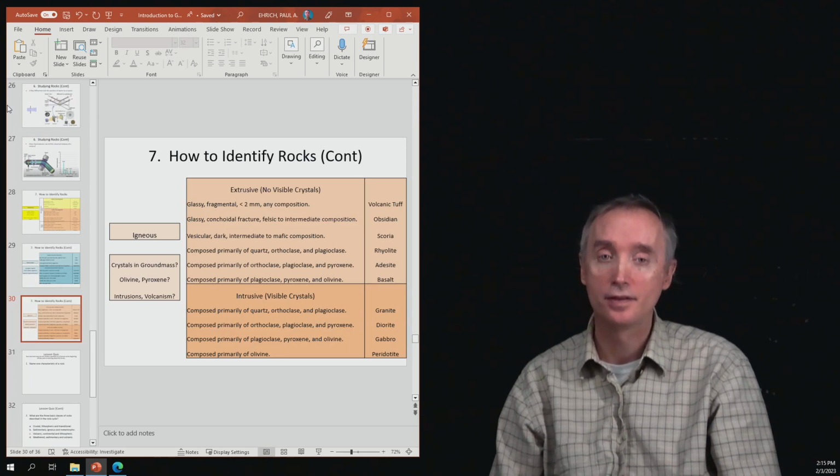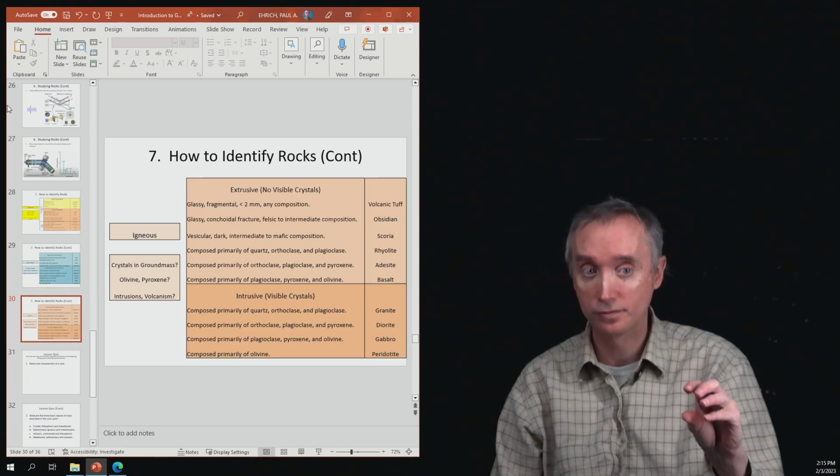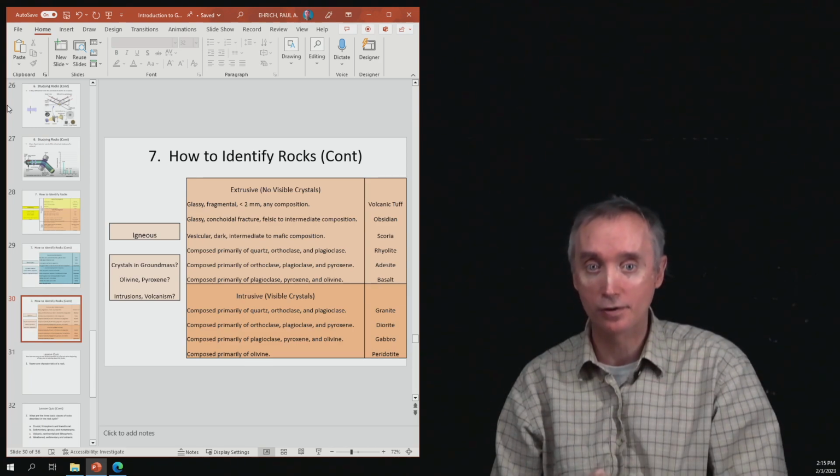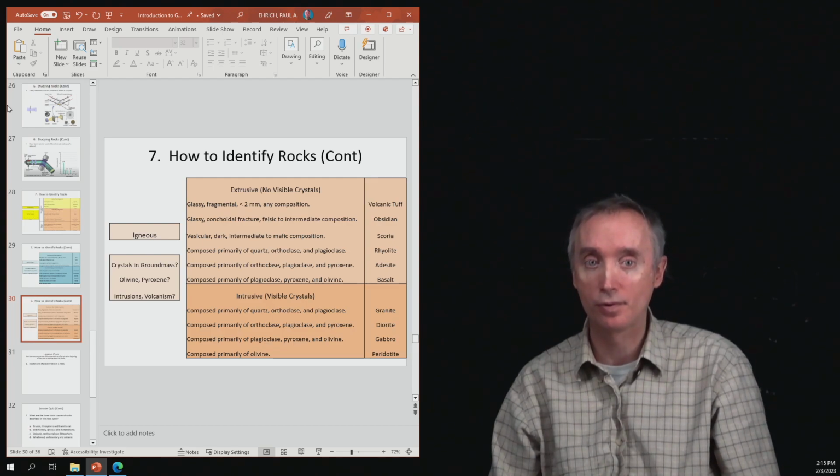Okay, and then the next thing that you're going to look for is are the crystals large or are the crystals microscopic? And then once you know that, then again, what are the minerals that make up the rock? And then that narrows down what kind of rock it is.